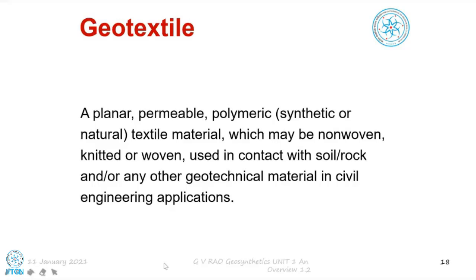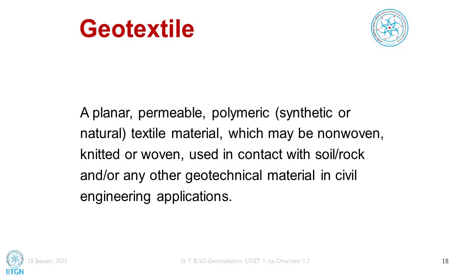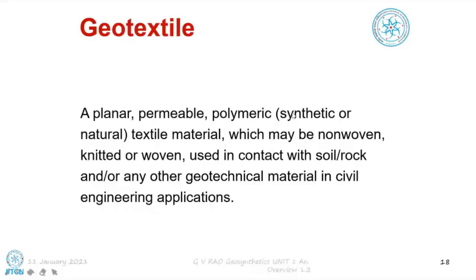So what is it now? We have the same definition as we thought earlier. What is the definition now? It is a planar permeable polymeric material. And here, polymeric, we said, could be synthetic or natural. Synthetic we mean polyethylene, polypropylene, things like this. And natural means something like jute and coir, textile material. Planar means it's a sheet-like material.